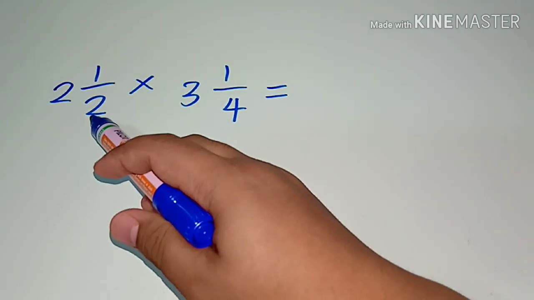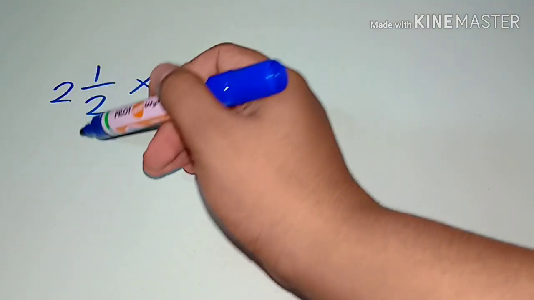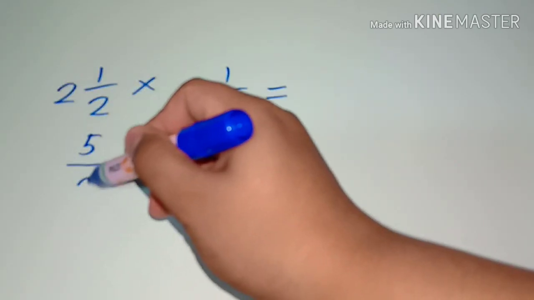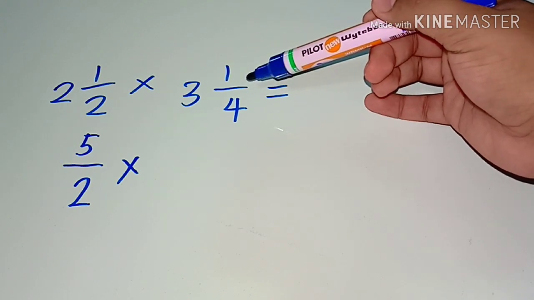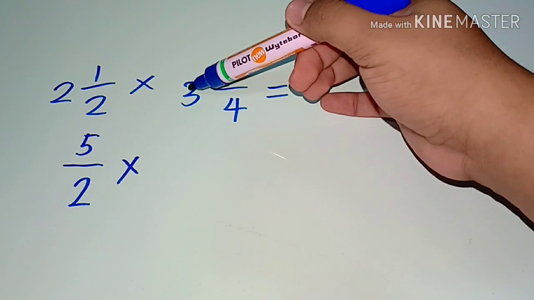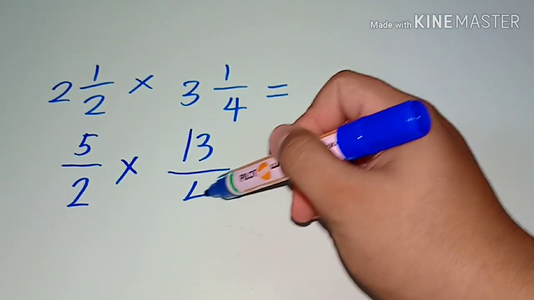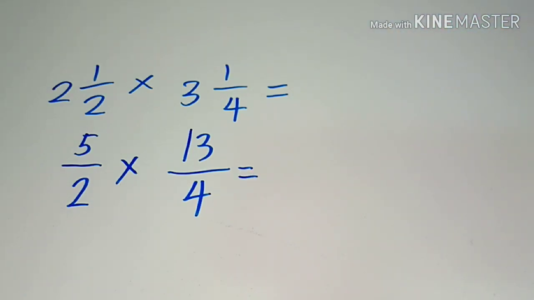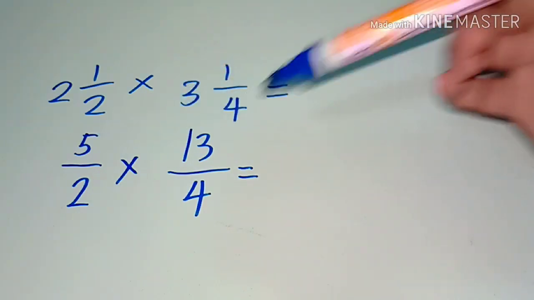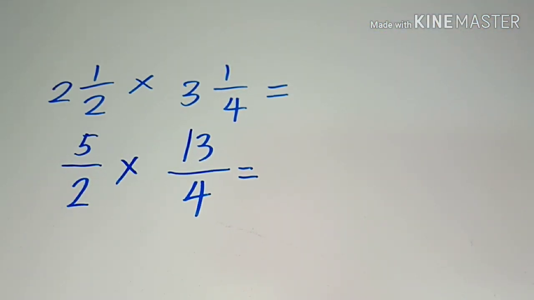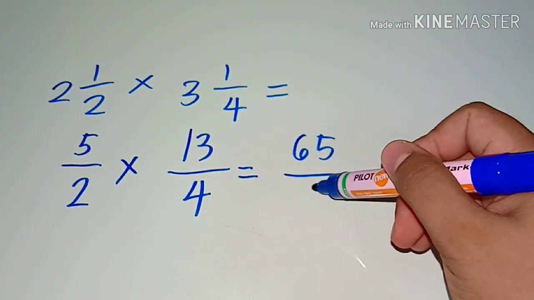So we will transform 2 and 1/2 into an improper fraction, and this will become 2 times 2, 4, plus 1, that's 5/2, times, also transform this one into an improper fraction. 4 times 3 is 12, plus 1 is 13/4. After that, try to check if you can cancel out anything there. So you cannot, so just multiply right away. 13 times 5 is equal to 65, and 2 times 4 is equal to 8.